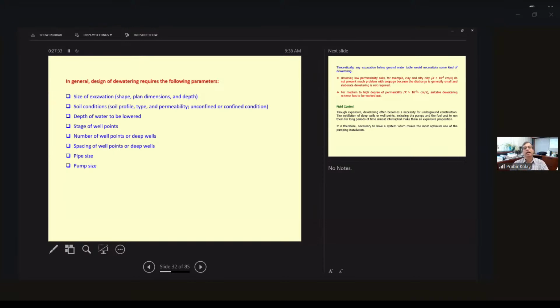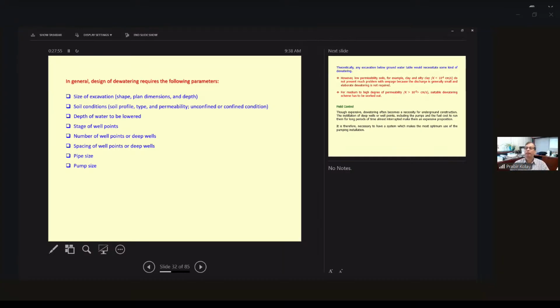So in general, for the design of water table lowering, groundwater dewatering is required. What is required is the size of the excavation. So what should be the safe and planned dimension and depth? The soil condition, what type of soil is there at the site, the permeability of the soil, the unconfined compressive strength of the soil, and the depth to which the water is to be lowered.